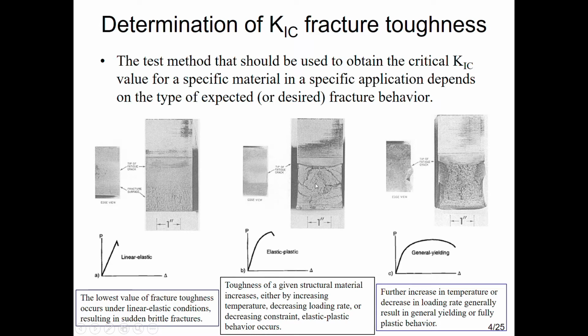If we go into the second figure, this is the elastic plastic. Toughness of a given structural material increases either by decreasing temperature, decreasing loading rate, or decreasing constraint. Elastic plastic behavior occurs. And then the last one is about general yielding, the one that we covered last time. Further increase in temperature or decrease in loading rate generally results in general yielding or fully plastic behavior.